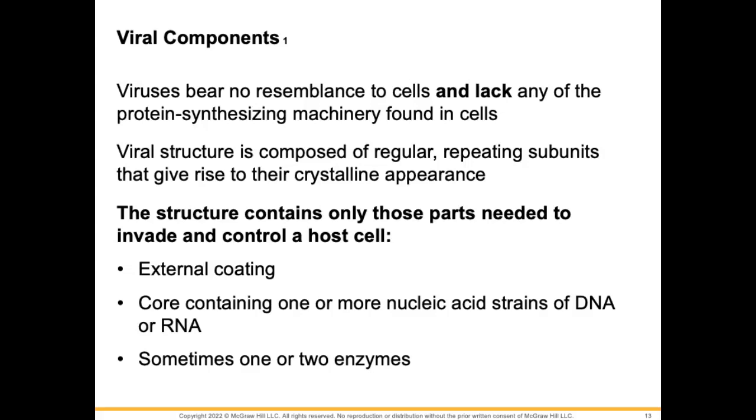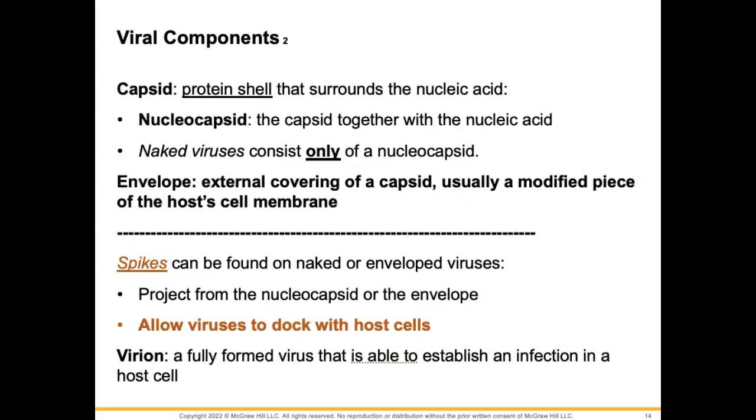Viral structure itself is composed of regular repeating subunits, which gives it kind of a crystalline appearance. The structure contains only those parts that are needed to invade and control a host cell. So there's an external coating, there's a core containing one or more nucleic acid strands of either DNA or RNA, and then some viruses have one or two enzymes.